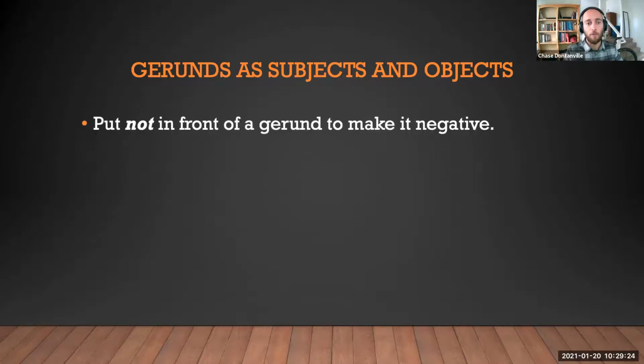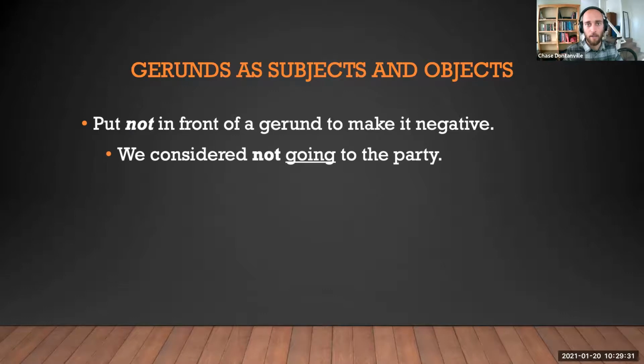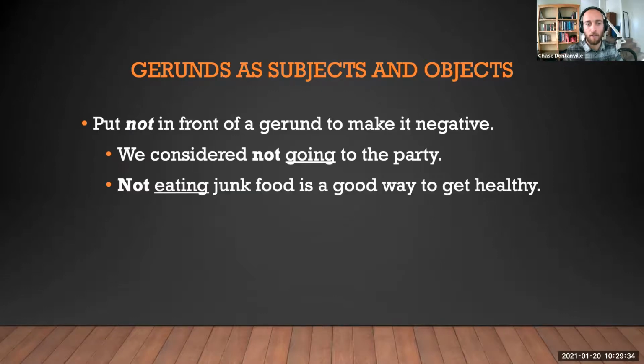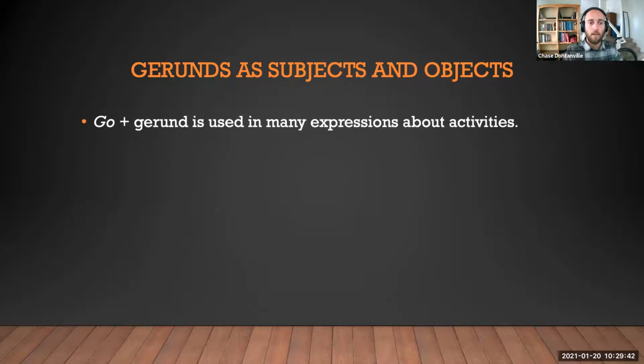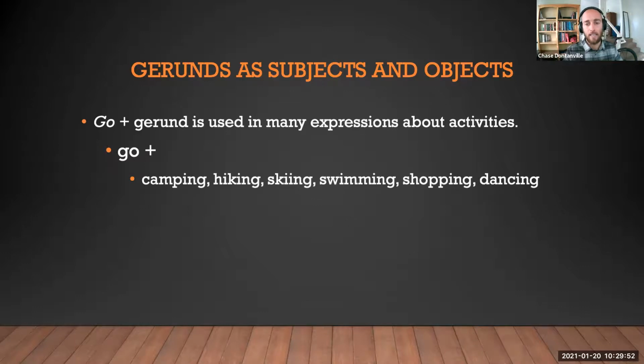To make it negative, you put not. So put not in front of a gerund to make it negative. So we considered not going to the party. Not eating junk food is a good way to get healthy. You might have heard also go plus gerunds, and we use these in many expressions about activities. So go camping, go hiking, go skiing, go swimming, go shopping, go dancing, okay? These are also good expressions for you to memorize.